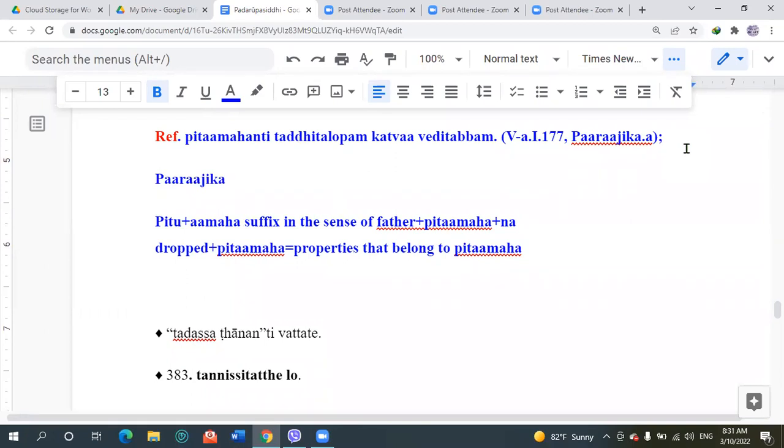Parajika Pasadika. Volume 2, page number 224.